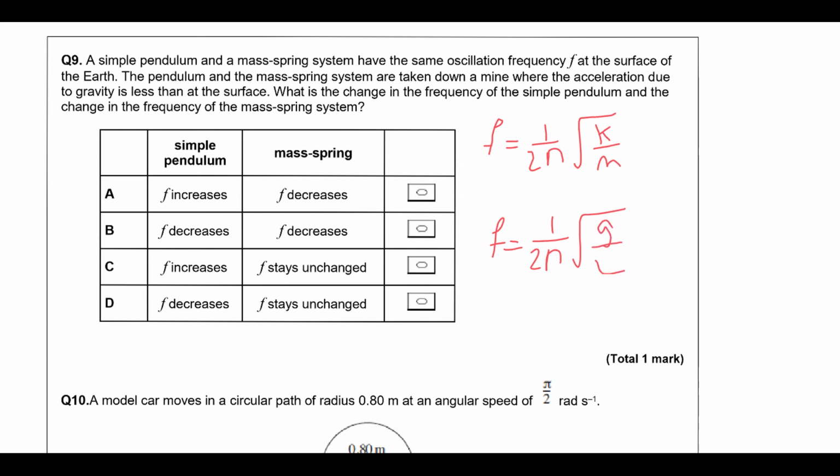So we've got these two here. Looking at the mass spring system equation, there is no g in here, so that's not going to be affected, so we can eliminate anything that says otherwise. So we can get rid of those not relevant. We can see here that if g decreases because we get taken down a mine, the frequency of the pendulum is going to decrease, so that's going to give us option D there.